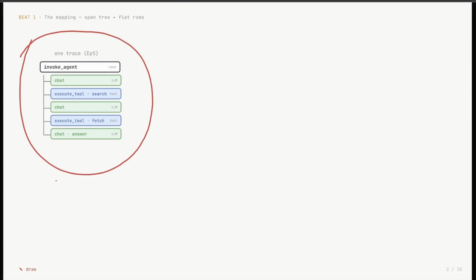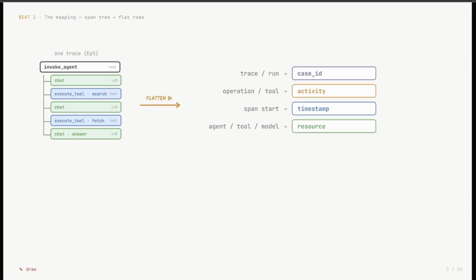As you can see here, we have different actions that were taken by our agent. After that, we need to flatten it because that's the input for process mining. Your trace run will be allocated the case ID. The operation will be the name of your activity. Also, you have the timestamp when the span started. For example, when chat happened will be the timestamp.